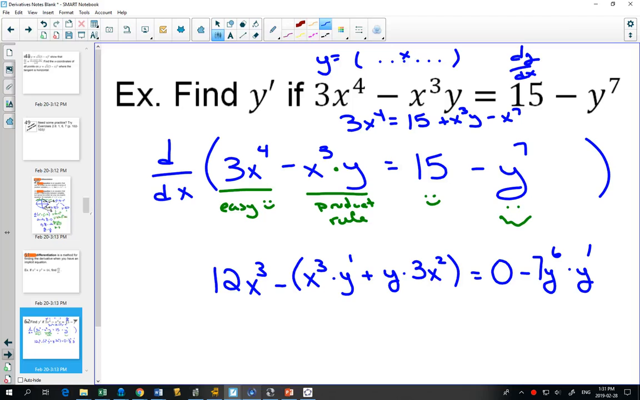And now what we want to do is solve for y prime, right? This question said, find y prime. Well, I have y prime in two different places here. I have a y prime there, and I have a y prime there. And I want to get y prime by itself. So what I'm going to do is move every term with a y prime to one side of the equation, and all my terms without a y prime to the other side.